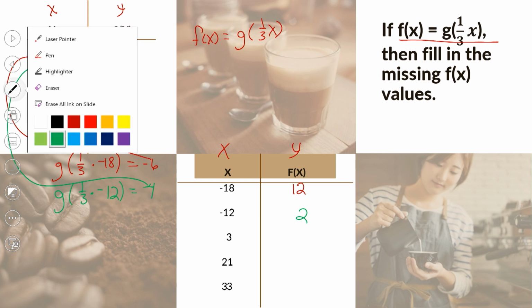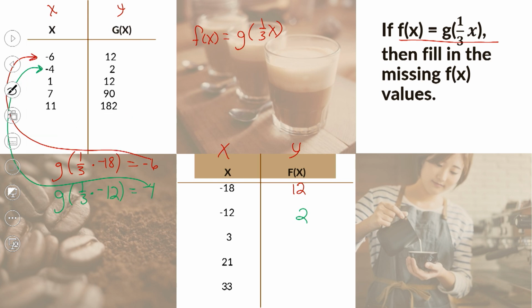All right, so I'm going to continue doing these. You continue doing the last 3. When you get finished, look up at my screen and let's see if our math is the same. So I'm going to put g of 1/3 times 3, and I get 1.